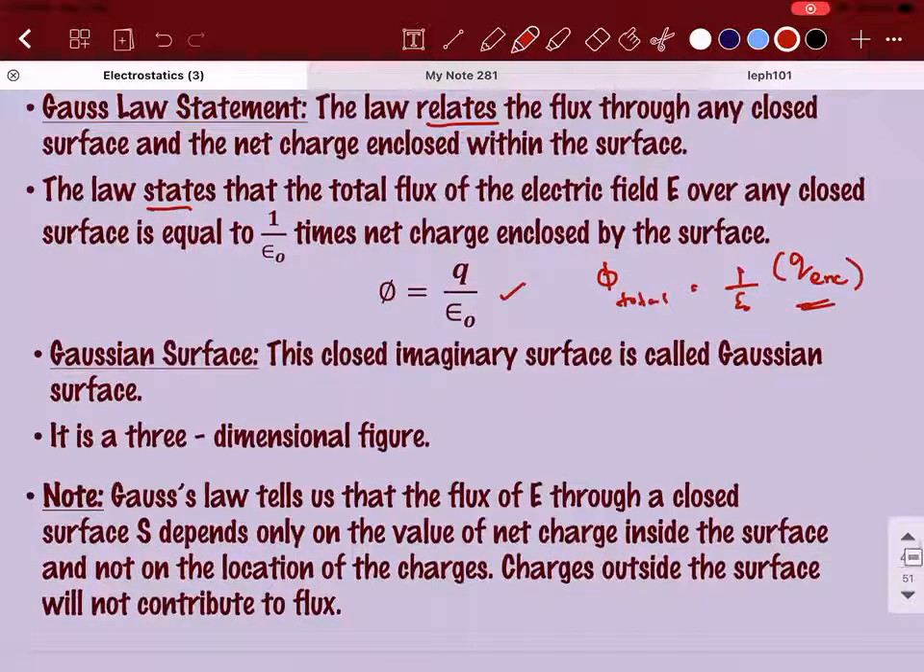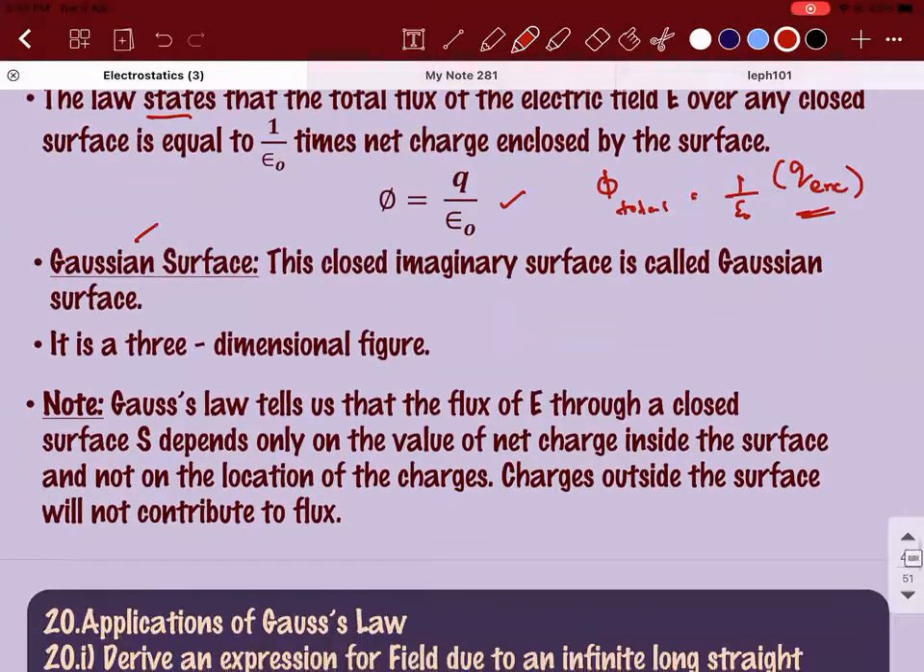Next, we saw what is Gauss law. The next thing that we are supposed to see is what is a Gaussian surface. So a Gaussian surface is something like this. It is any closed imaginary surface which follows a specific condition. A closed imaginary surface is generally called a Gaussian surface. In most of the cases, we consider the Gaussian surface to be three-dimensional. It is a three-dimensional shape. Is it clear till this point?